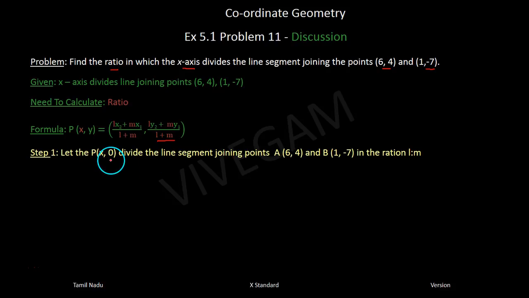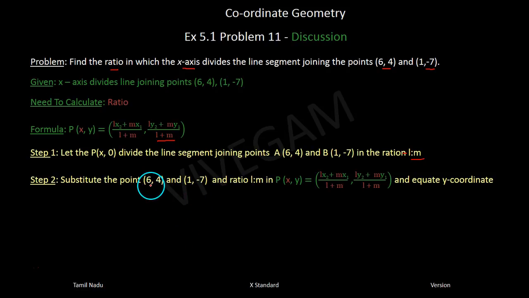So let P be (x, 0), because it is on the x-axis, divide the line segment AB in the ratio L is to M. I keep making the same mistake. It is ratio, not ration. Right, so now use this ratio and this point and x1, y1 in this formula and get an equation. Substitute (6, 4), (1, -7) and the ratio L is to M in this formula and equate the y-coordinate, whatever y-coordinate you are getting, equate it to 0, because the point P is lying on the x-axis. When you do that, you will be able to get the ratio L by M.